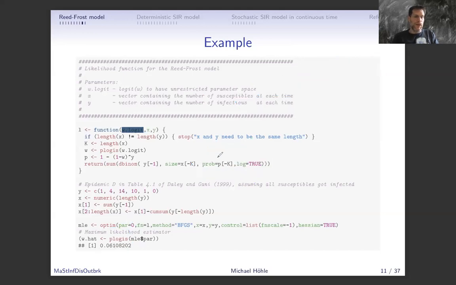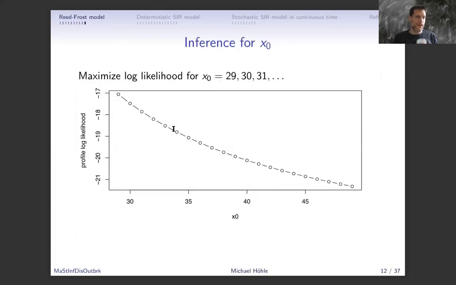So what we can do then is, as I said, the initial number of susceptibles, 29, we assumed that all of the population got infected, so it's 29 initially. But of course, that is not sure. Maybe it was more, right? So we're going to take this as a second parameter, which we actually need to optimize for.